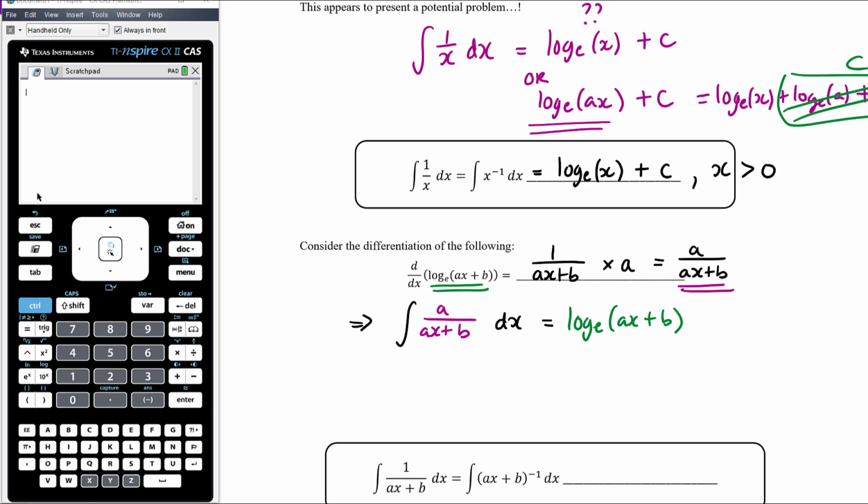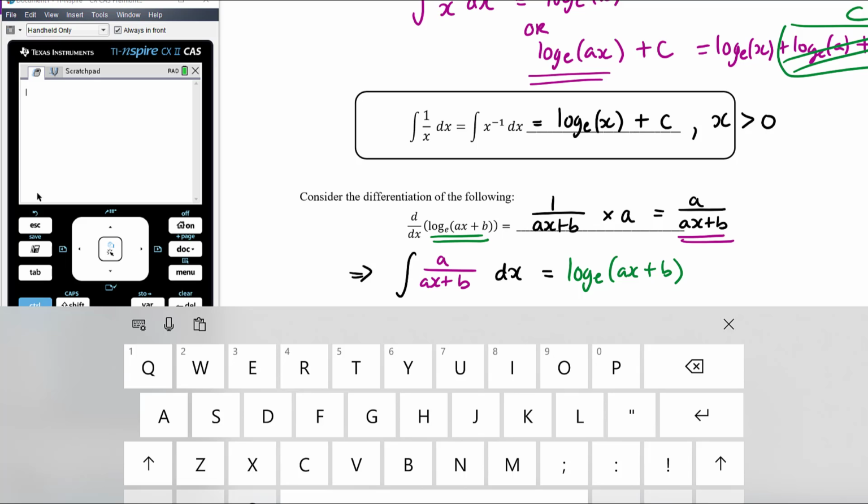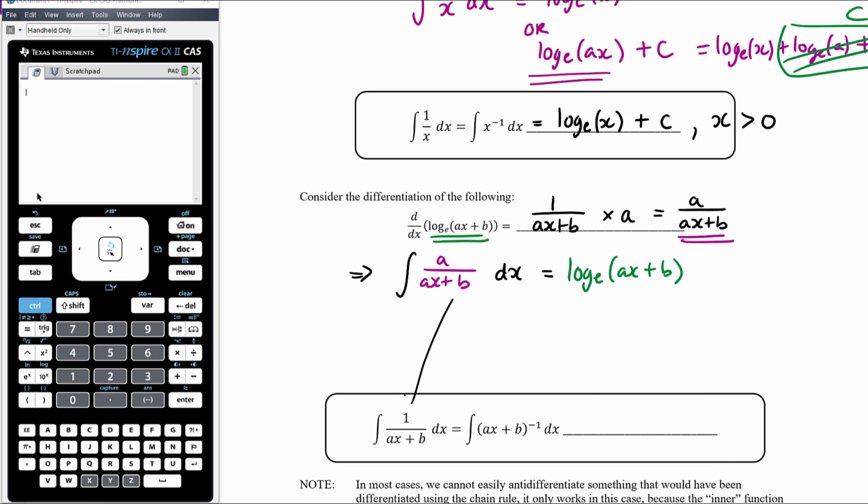Okay, plus c, we'll add that on at the end. So we're not interested in a rule for antidifferentiating a on ax plus b. We want to know about 1 on ax plus b. So let's think about how we could manipulate this derivative.